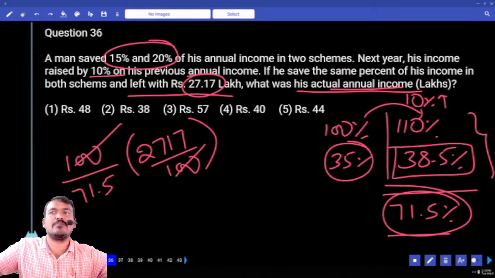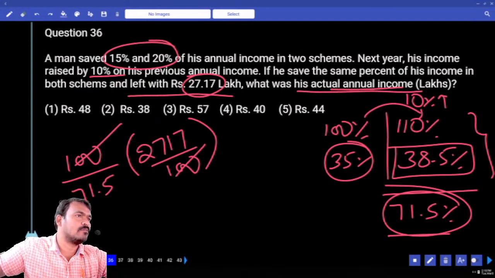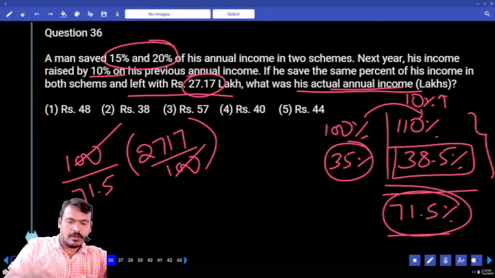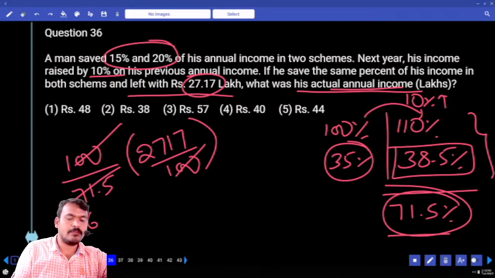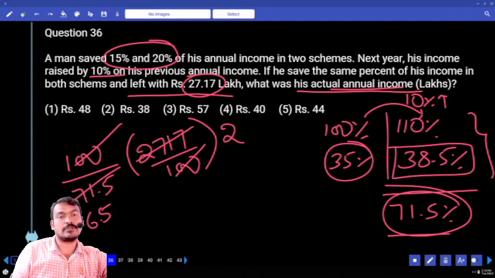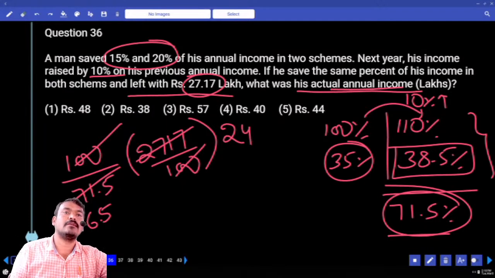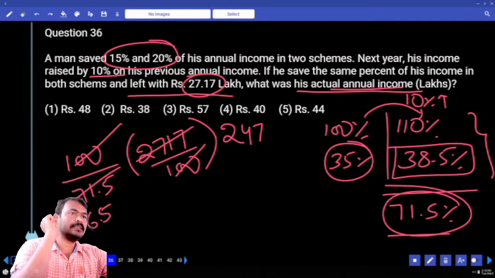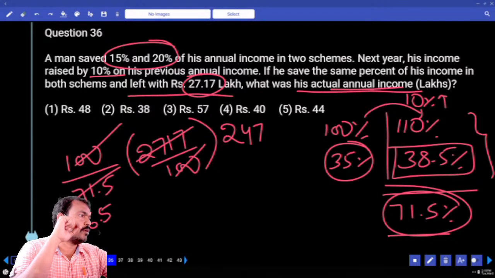143. 143 means 11 multiple and 13 multiple or not? Okay. 11 how many times 71? 6 times or not? Remaining value 5.5 or not? Nothing but 5 times or not? Next 27. 11 how many times? 2 times. Remaining 51. 4 times. Remaining 77. How many times? 7 times or not? Again 6.5 means we write 13 by 2 or not?